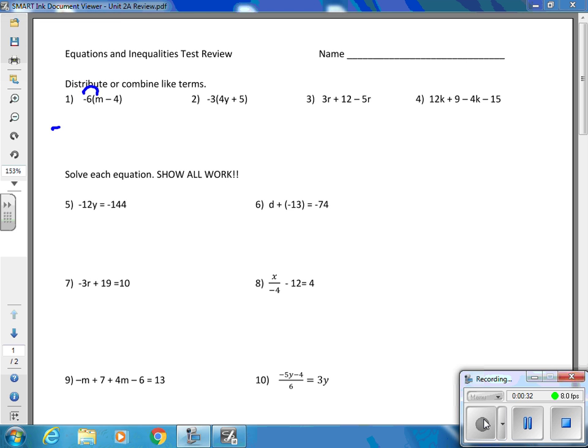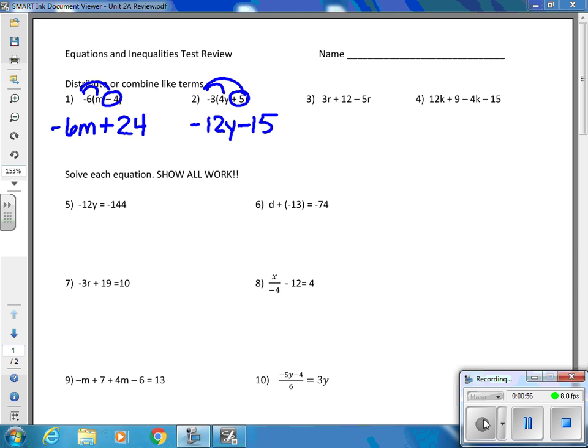Negative 6 times m is negative 6m. Negative 6 times negative 4 is going to be a positive 24. Watch your signs because that's going to be something you guys are going to need help with. For number 2, negative 3 times 4y is negative 12y, and negative 3 times positive 5 is negative 15. Okay, there's nothing you can do any further to those questions because it was just distributing.